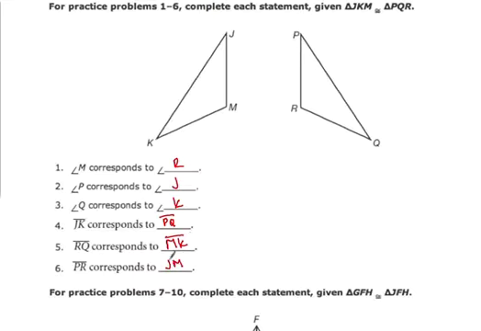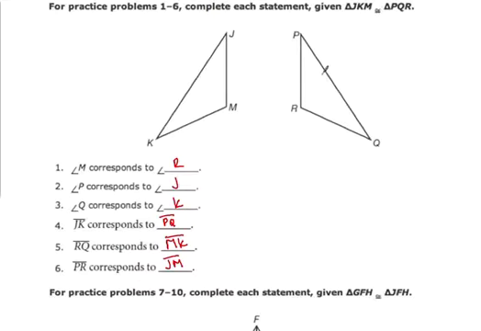I can either get that from looking at the angles that corresponded here. Let's say with number 4, JK corresponds to what? J corresponded to P, so it needs to come first. K corresponded to Q, so it needs to come second. So I can do it that way, I can look on my picture, or I can look at the way that it's written.